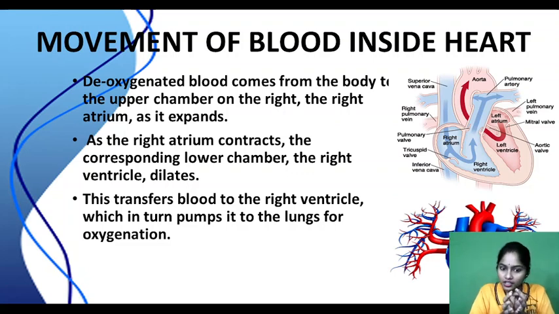And the right ventricle, now it will expand. After that, the right ventricle will send the blood to the pulmonary artery, and it will again relax, and the pulmonary artery will take it to the lungs for oxygenation. It means addition of oxygen. Clear? Okay. Now look here.